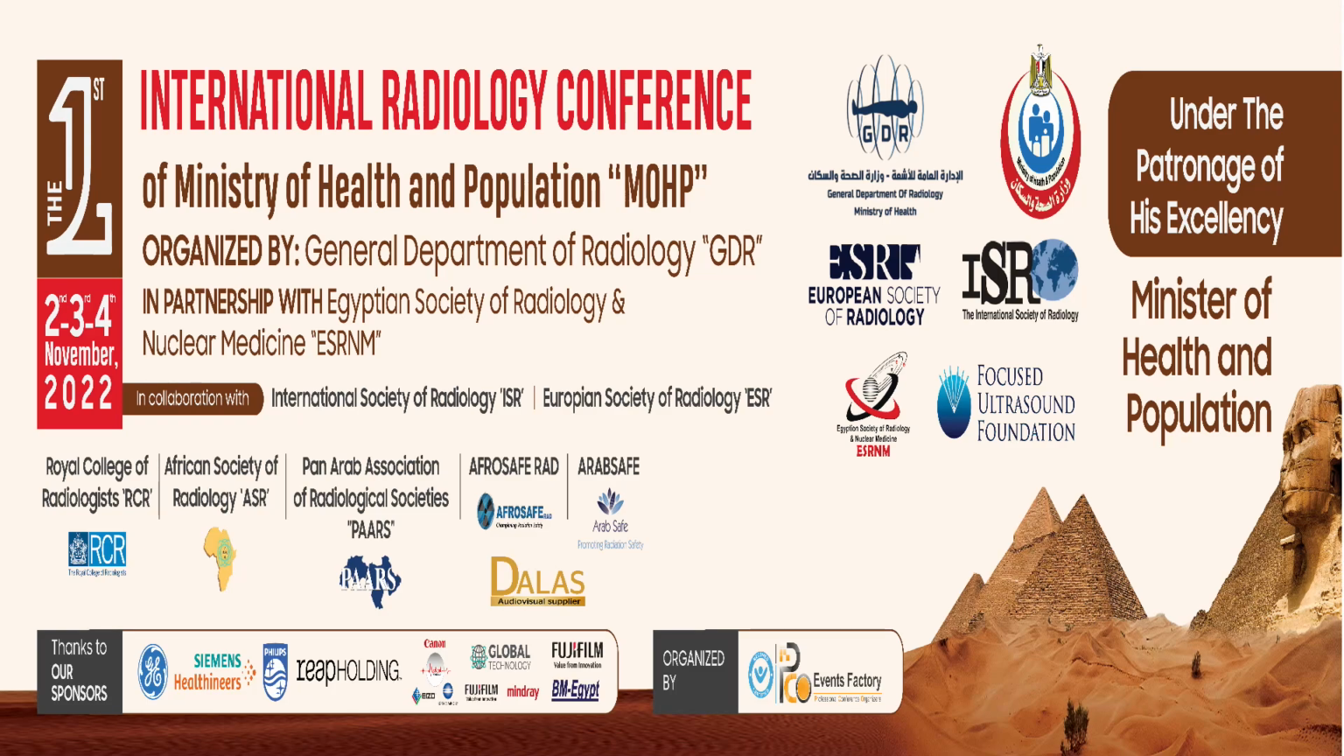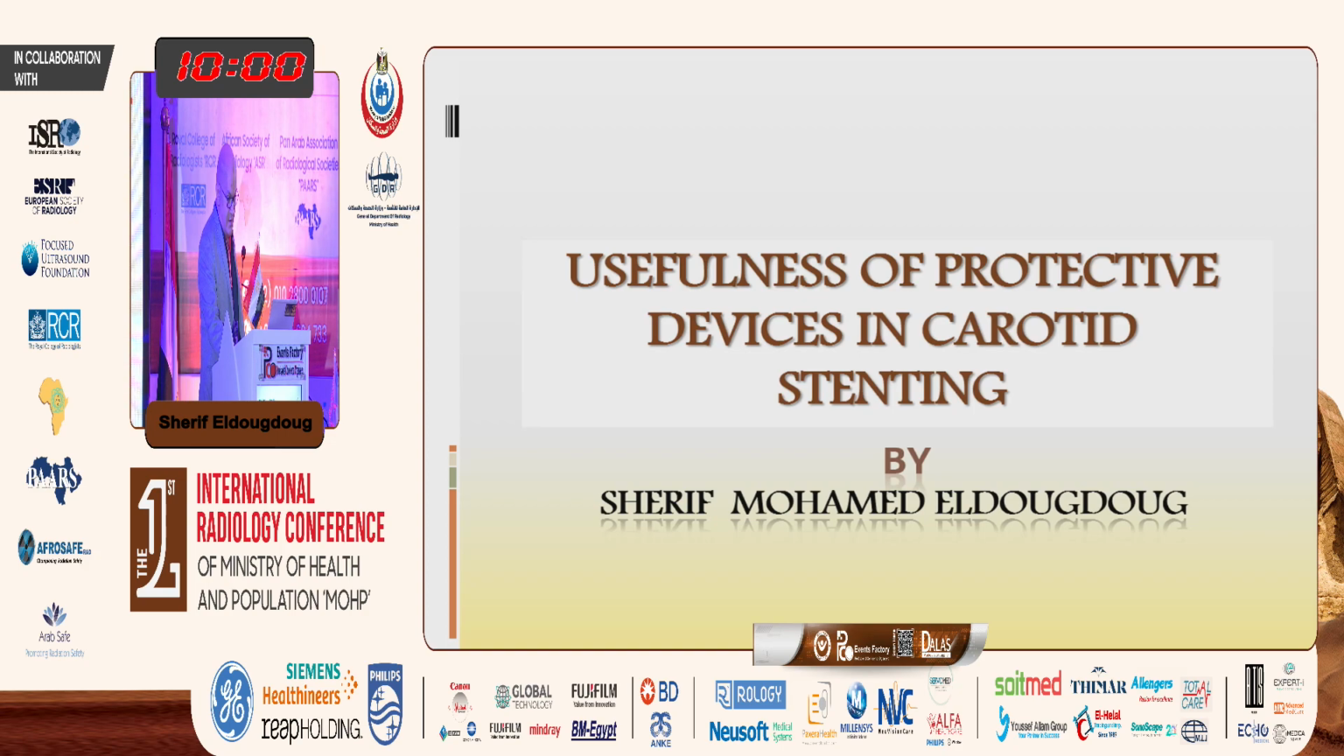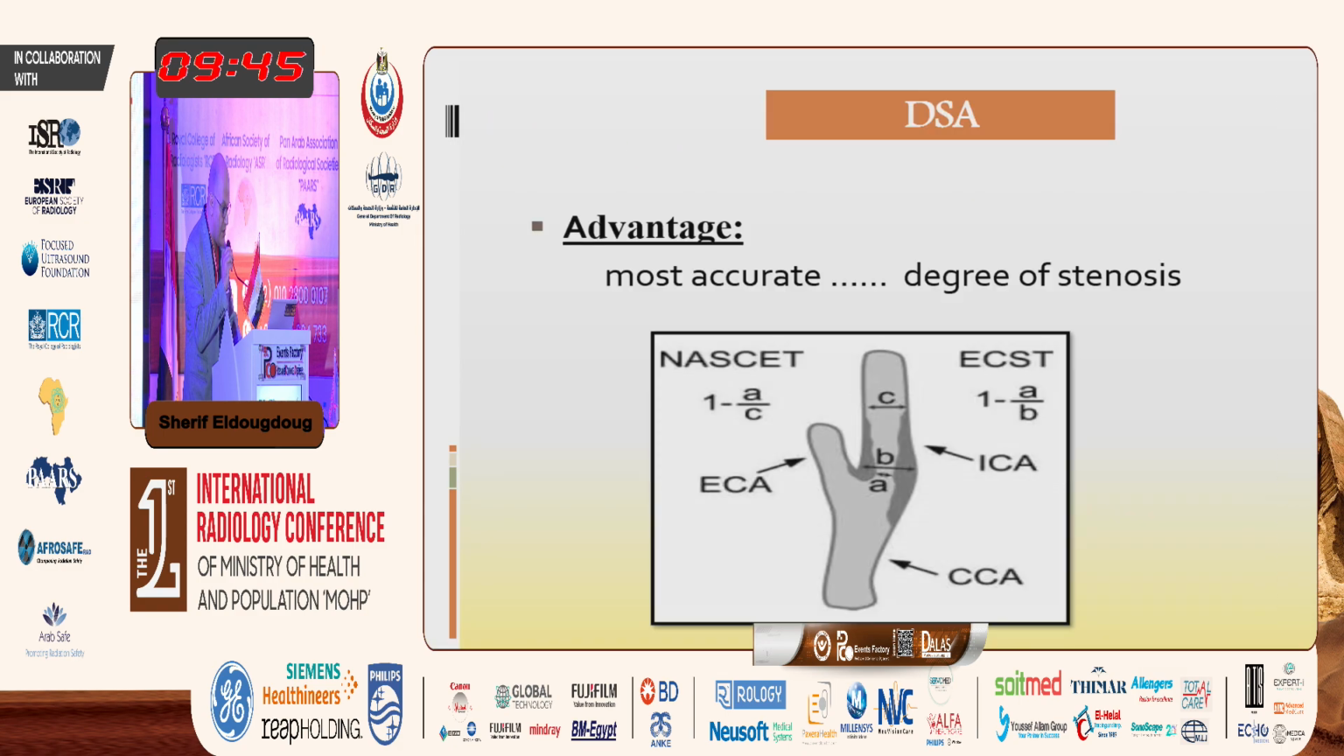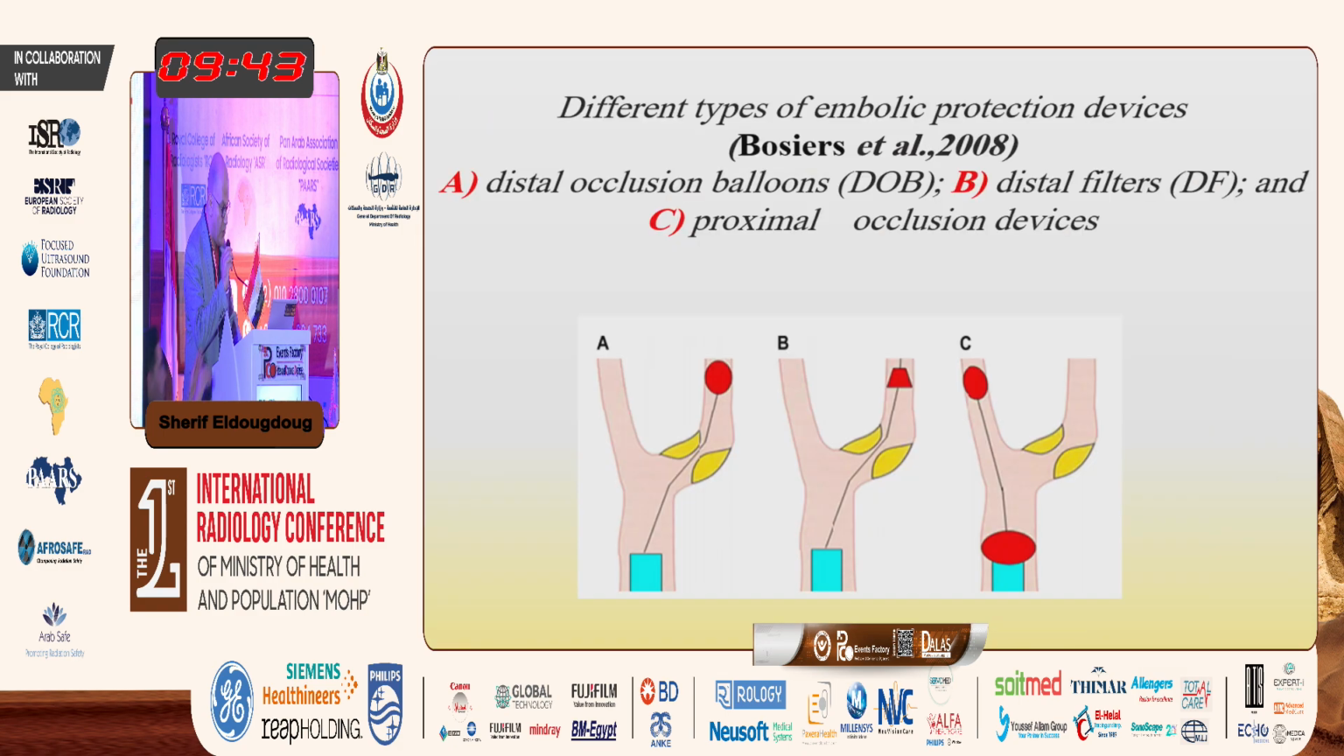Usefulness of protective device in carotid stenting. First of all, carotid stenosis is a progressive narrowing of the carotid artery due to development of atherosclerosis. Then I'll skip to save time to the types of the embolic protection devices.